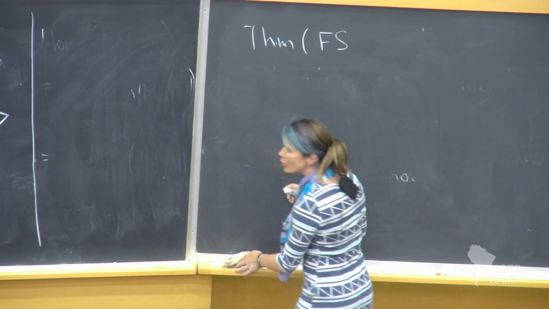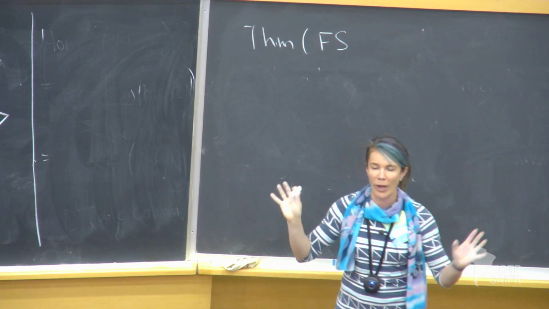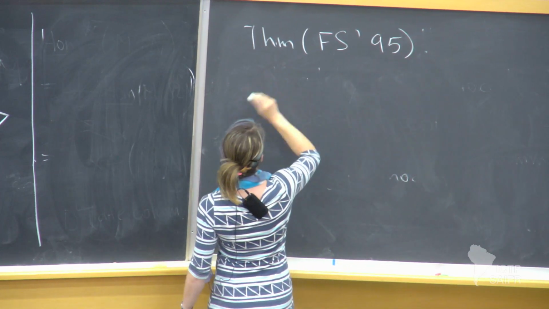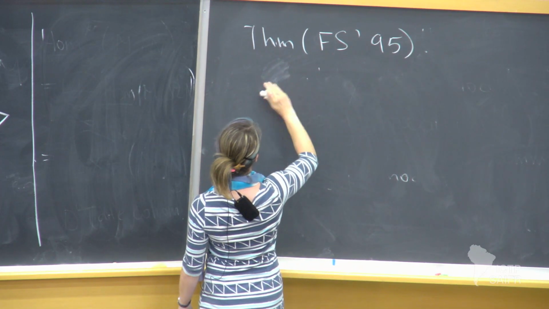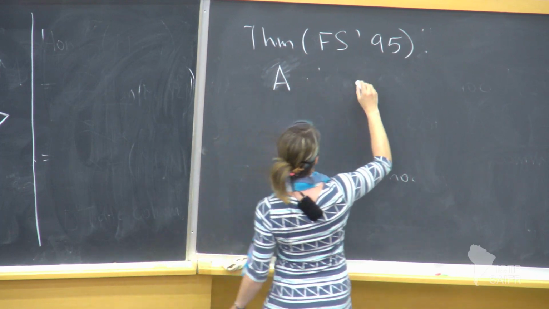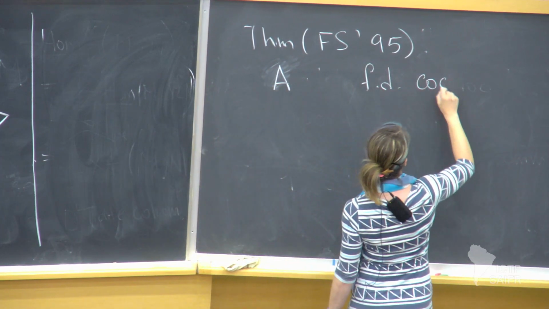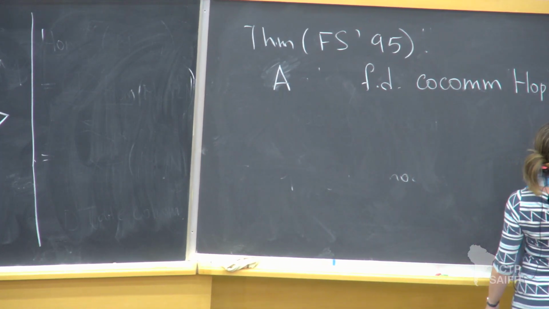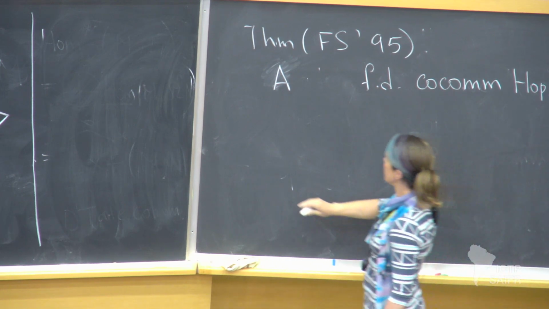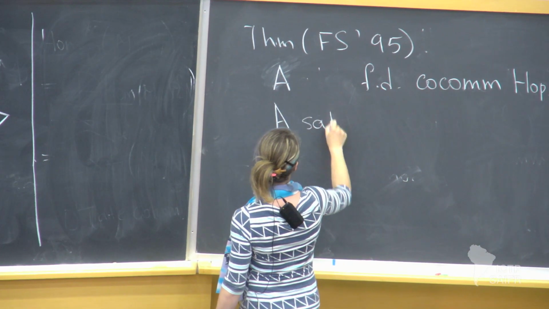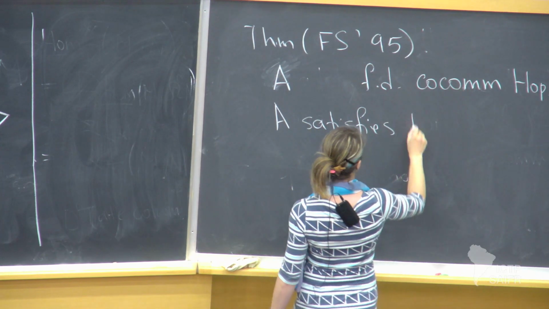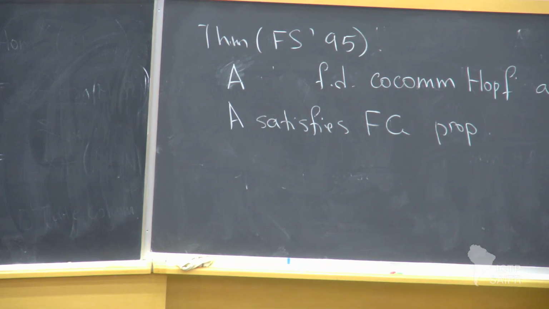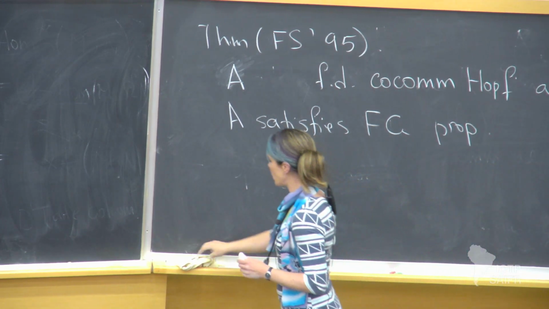I'm not going to write all these long names, but I'm happy to share references afterwards if you're interested. So, let A be a finite dimensional cocommutative Hopf algebra. Then A satisfies the FG property. Okay, so cohomology is finitely generated, and the second condition holds as well.